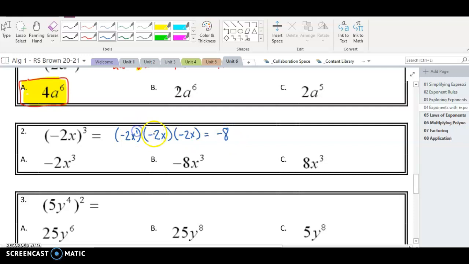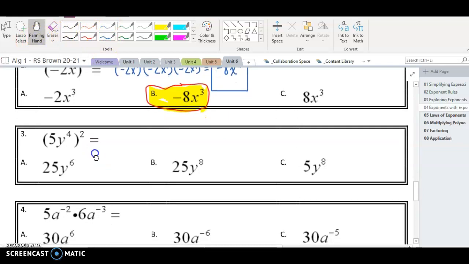And then remember, each one of these has an x, that's 1, 2, 3 of those. So that is x to the third power. So my answer is going to be negative 8x to the third power. All right, so B is going to be my answer. Still not too bad, right? All right, let's keep going.